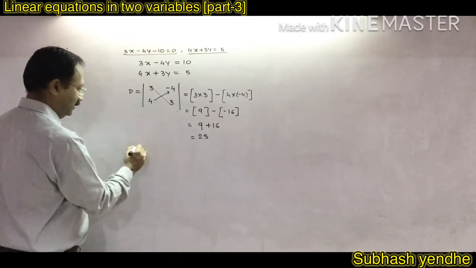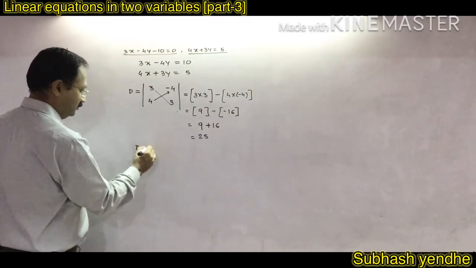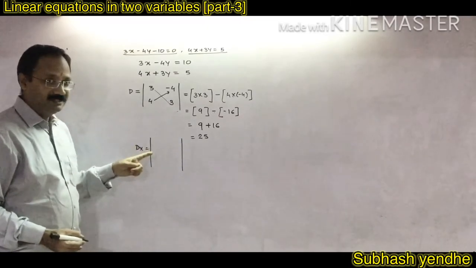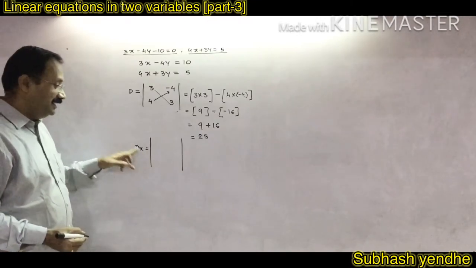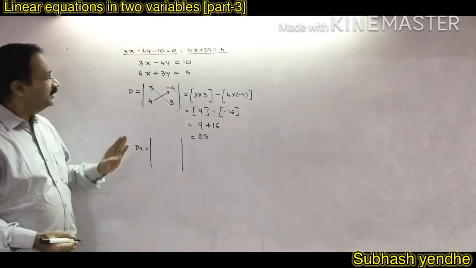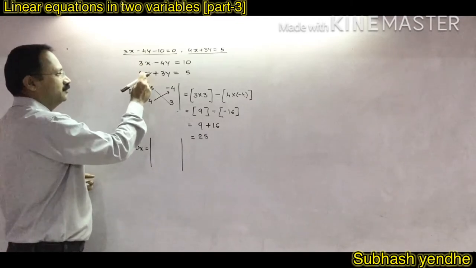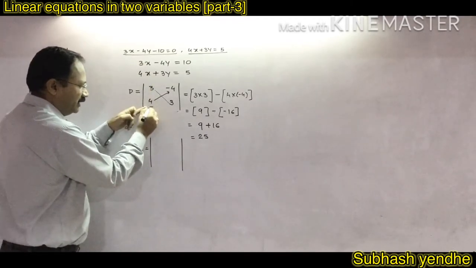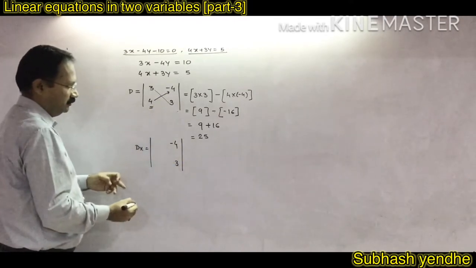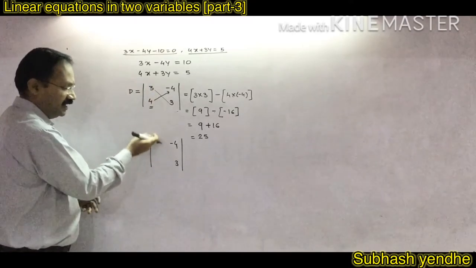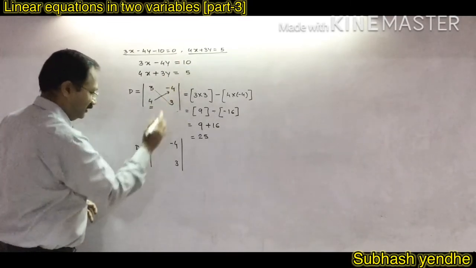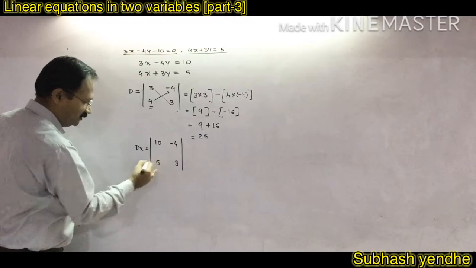Now, you have to find the value of Dx. So, how can I find the value of Dx? How to remember this? Let me tell you a fantastic idea. Dx means what? Here you have to remember my idea: delete x. Delete x means don't write the coefficients of x. So, I am not going to write these values. Which are the remaining values? Minus 4 and 3. And for the other column, which are the remaining values? 10 and 5. So you have to write the values 10 and 5 here.